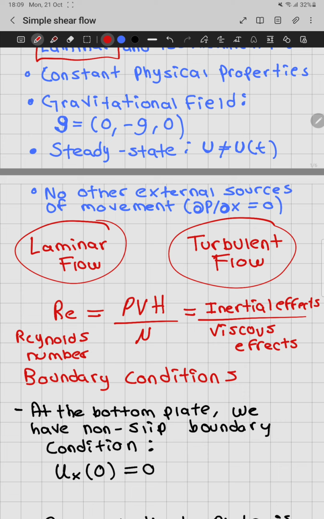So if the Reynolds number is low, that means if the Reynolds number is equal to 0, the viscous effects dominate. That means that either the viscosity is really huge, or the velocity, the characteristic length, or the density of the fluid are very low. So this is going to cause low values of Reynolds numbers. When we have almost 0 values of Reynolds number, we have a laminar flow.